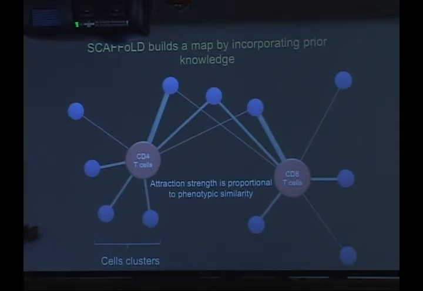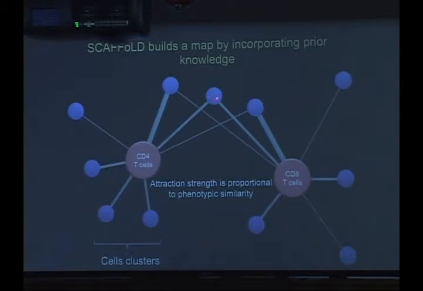Okay, and once again, the clusters are connected to the landmark with a weight that is proportional to their similarity. So for instance, this cell here is very close to the CD4 node, because its marker values are very similar to those of a CD4 T cell.